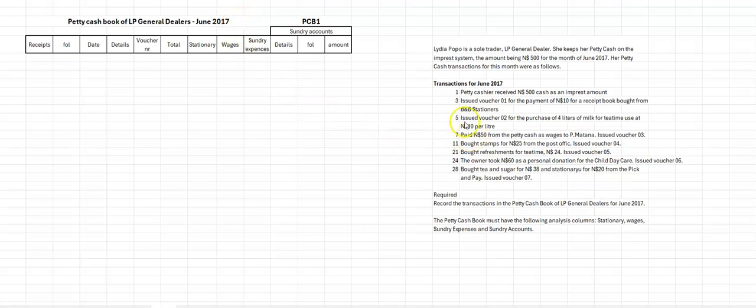Let's look at the first transaction. On the first, the petty cashier received $500 cash as an imprest amount, which means she received her $500 cash, which would be her total for the month that she needs to keep in her petty cash book. So for receipts, we put the amount that you got. So this is all the amounts that you get for the receipts. So she got $500. Folio was cash book because the other entry was entered into the cash book. The date was the 1st and she received cash.